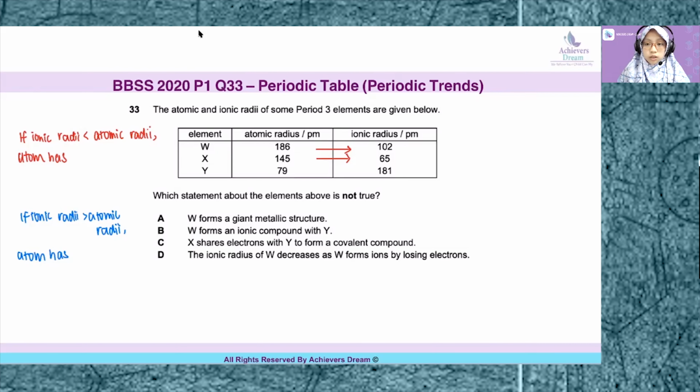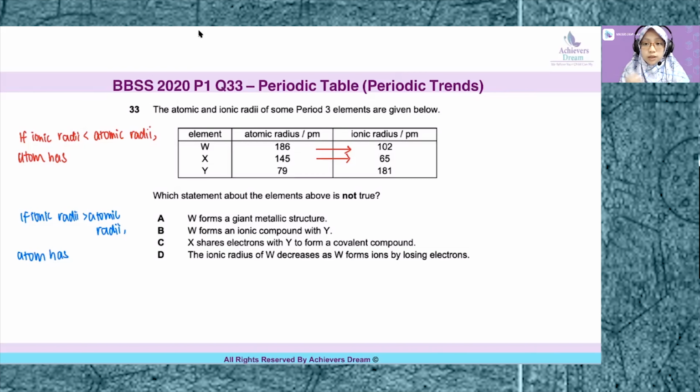Question 33 is testing you on the topic of the periodic table, and the concept being tested here is periodic trends. So let's take a look. Atomic and ionic radii of some period 3 elements are given below in the table. You can see that from atomic radius to ionic radius, some elements decrease and some increase. So under what circumstances do these values increase or decrease?